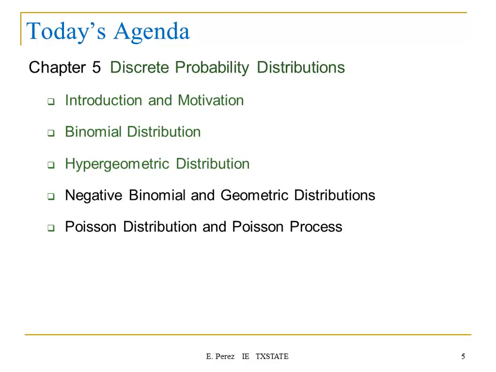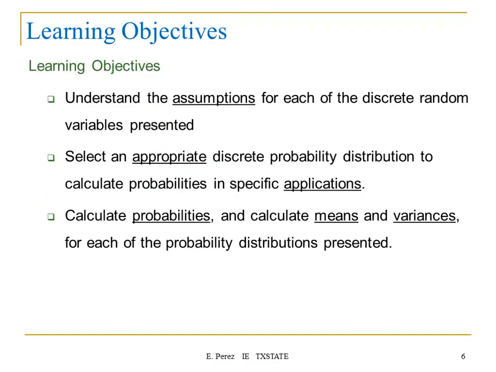So today, the material for this lecture is in chapter 5 of your textbook, Discrete Probability Distributions. So I'm going to give you an introduction and motivation for studying these probability distributions. And also, I'm going to describe two of them, the binomial and the hypergeometric. Okay, so the learning objectives for the lecture today is to understand the assumptions for each discrete random variable presented, select the appropriate discrete probability distribution to calculate probabilities of specific applications, and finally, we should be able to calculate probabilities and calculate the means and variances for each probability distribution presented.